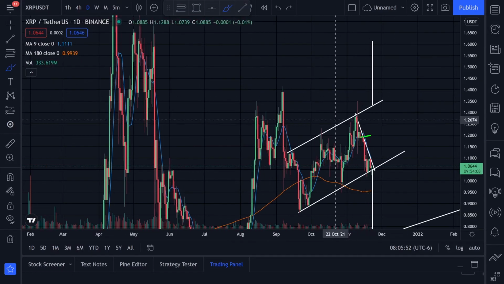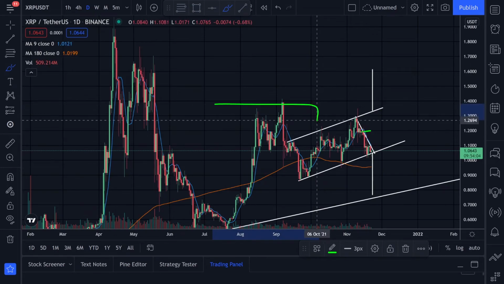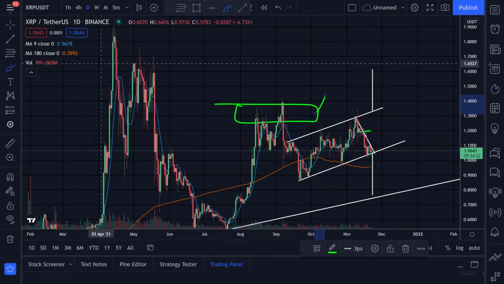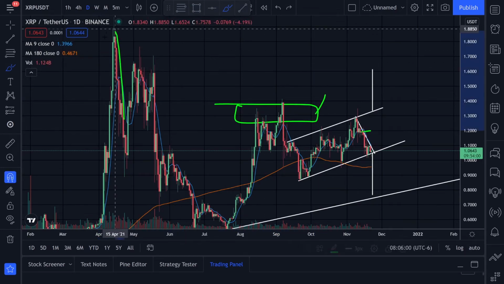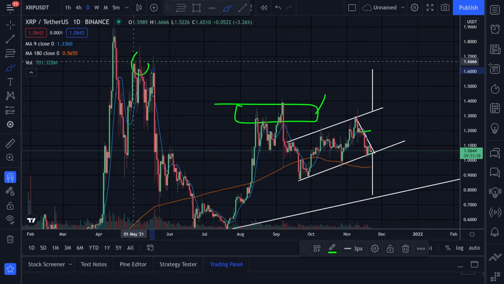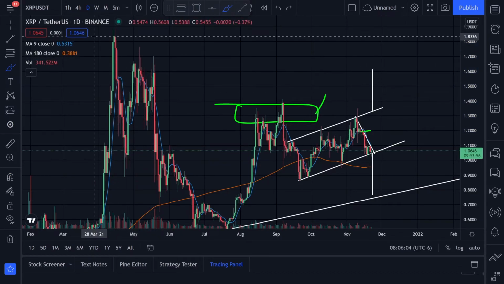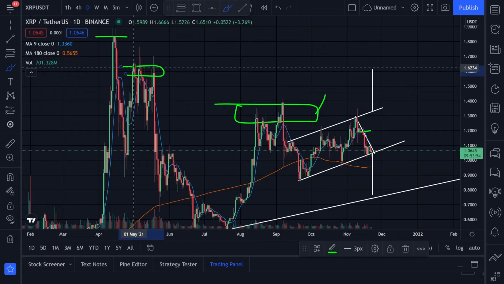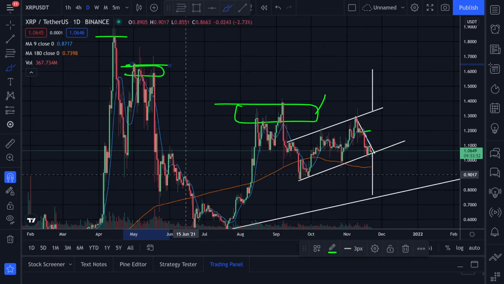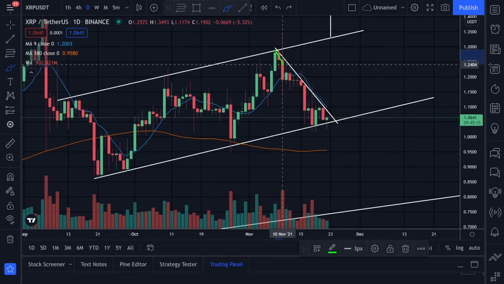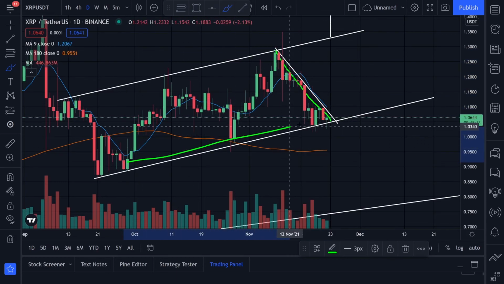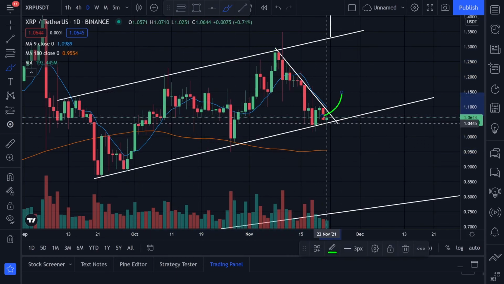I don't know, it just depends on where we break out on this. The other thing I'd be looking at is this previous resistance right here. If we could break through that, then I'd be targeting this area up here, or these previous resistance areas. So the top up here, maybe 1.83. This area over here is at around 1.65. The main thing I'm watching right now is this downtrend and this support line right here. Let's see if we break to the upside or to the downside.